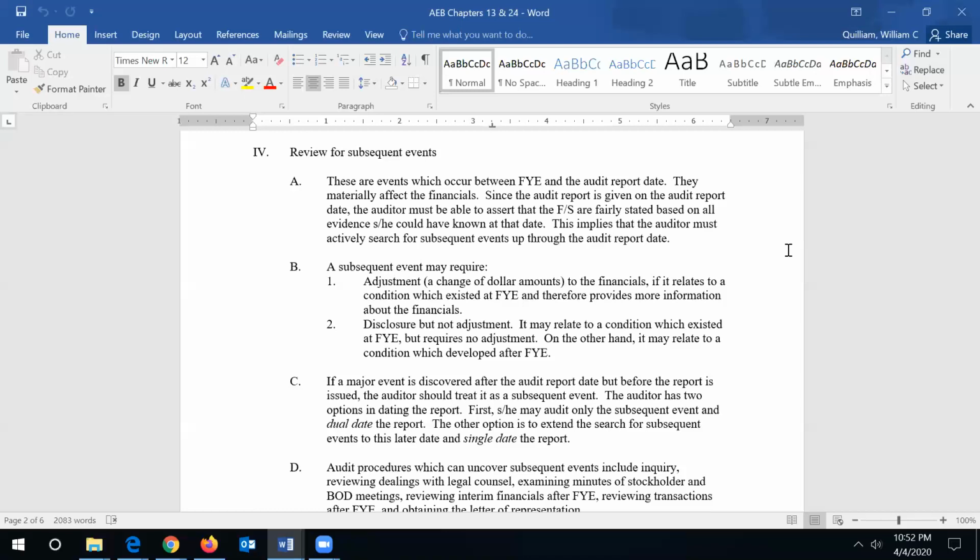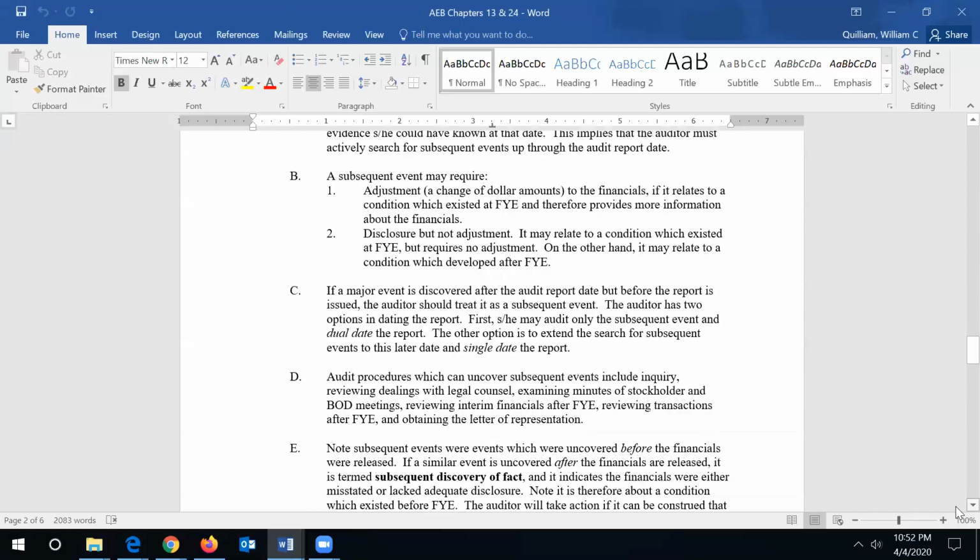Well, the auditor should treat it as a subsequent event, sort of like stop press. And the auditor has two options in dating the report. First of all, he or she may audit only the subsequent event and dual date the report. That's the most common thing to do. So the report would be dated March 1st, except for footnote 13, let's say, which is dated March 15th. Now, the other option is to extend the search for subsequent events to this later date and single date the report. Not done as much because obviously that's more costly.